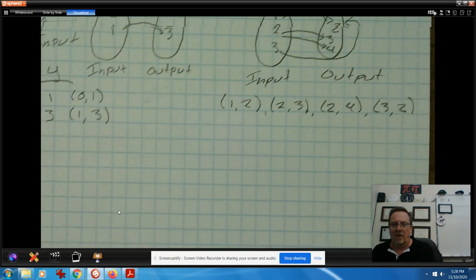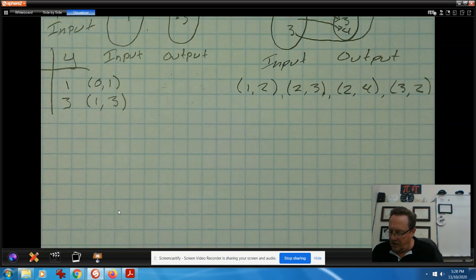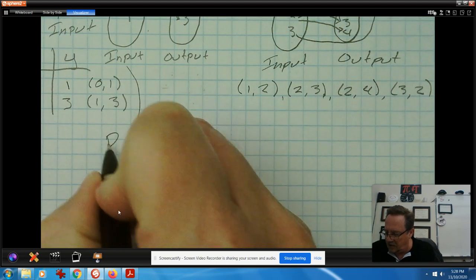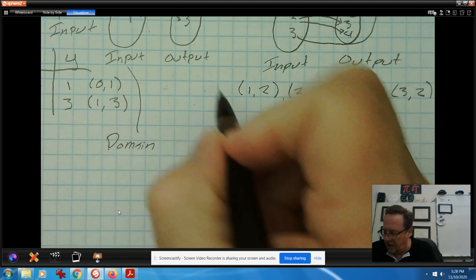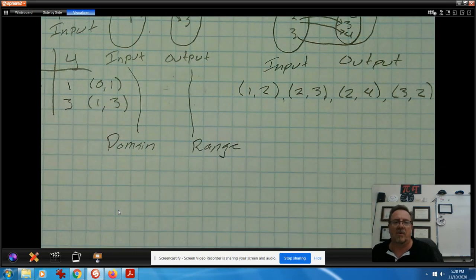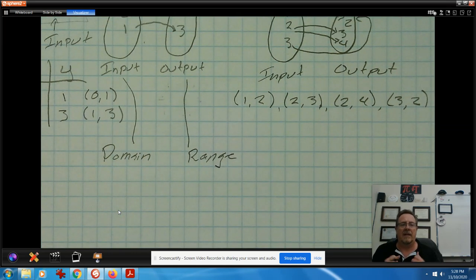Okay, so let's talk a little bit more about input and output, because I'm going to put new terms in here. Input means domain, okay, and output means range. These are interchangeable names. Input, domain, output, range. I'm giving you the definition. If somebody said, hey, what's the domain of the function? They're just asking, what are the input values? And if somebody said, what's the range of the function or relation? They're just asking you, what are the output values?